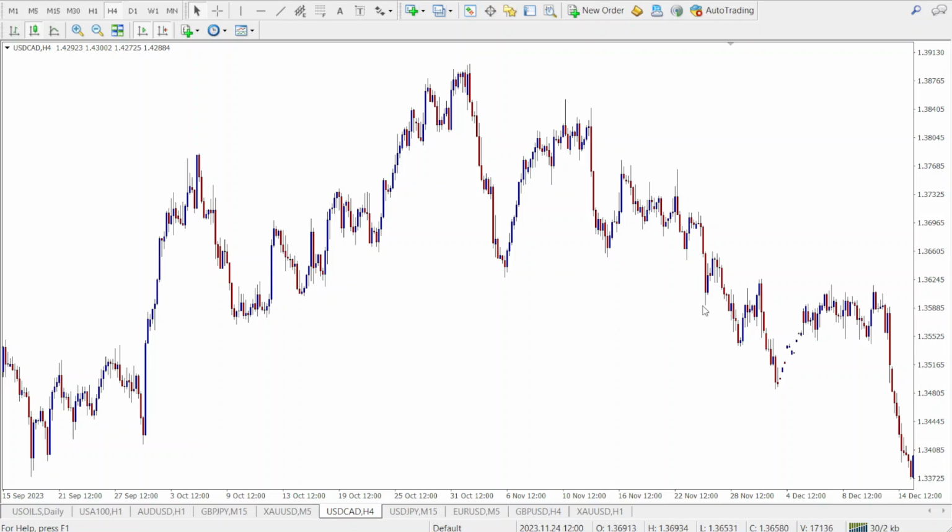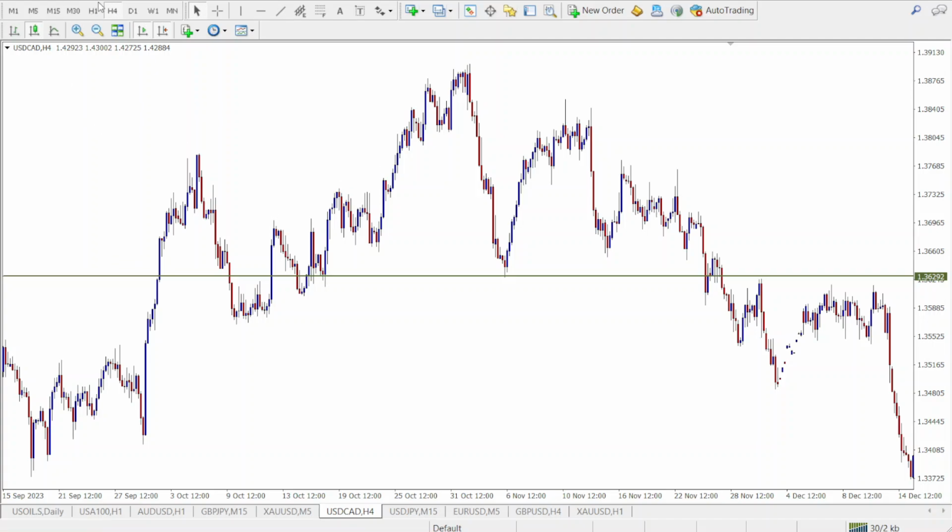Okay, although this is not a very perfect example, we have a similarity here. For the sake of time, some of these patterns you might not easily find at any given point in time. But let's just explain what the head and shoulders pattern is.